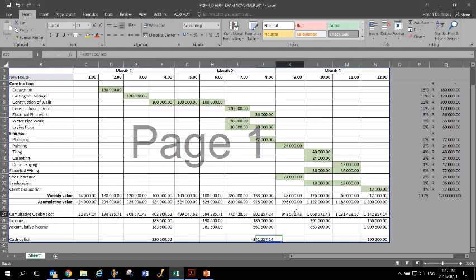Then if you want to do some extra practice, you can actually do it for month three as well. And yeah, that's more or less it.